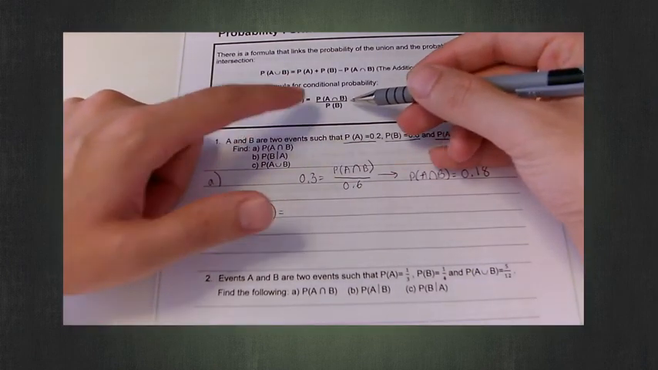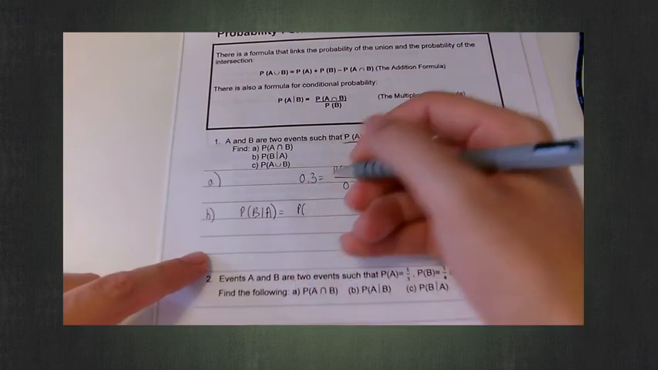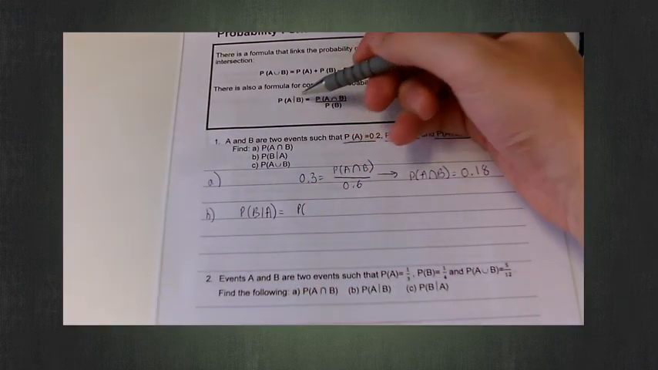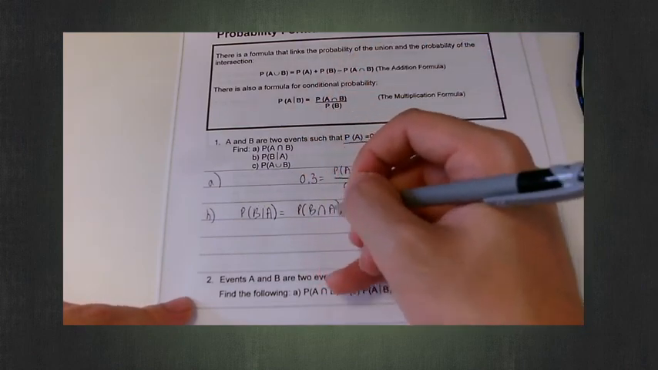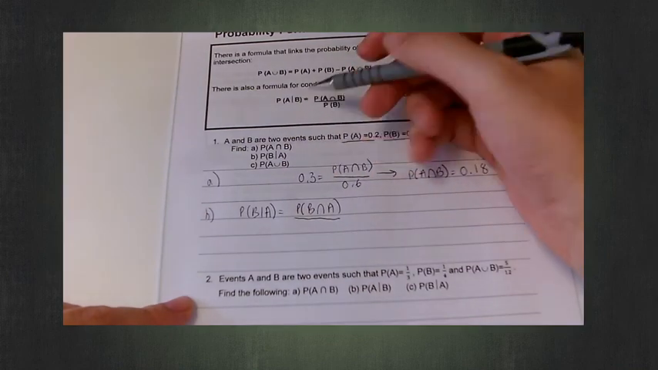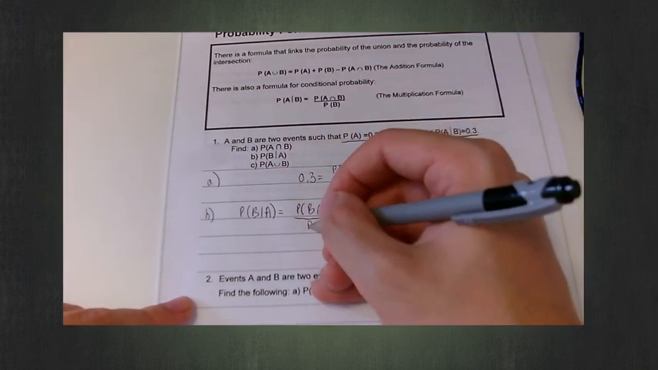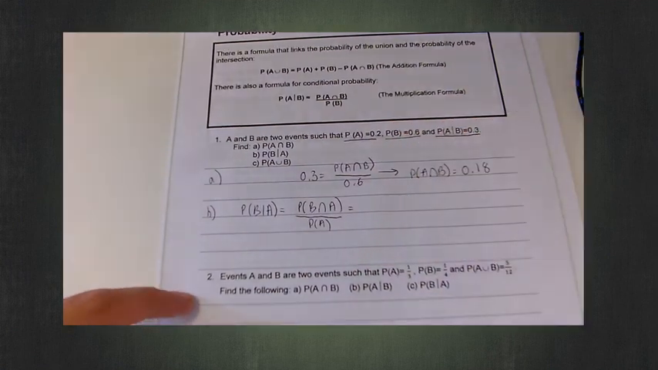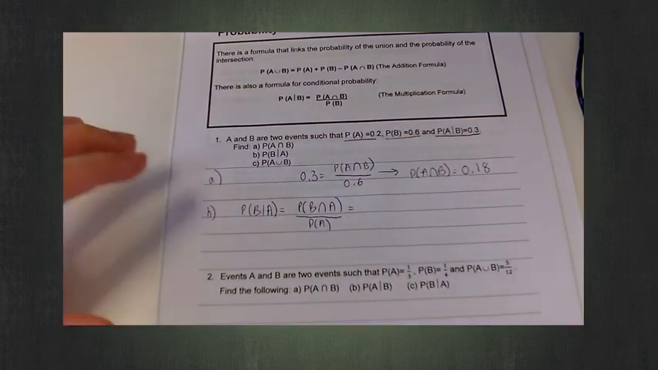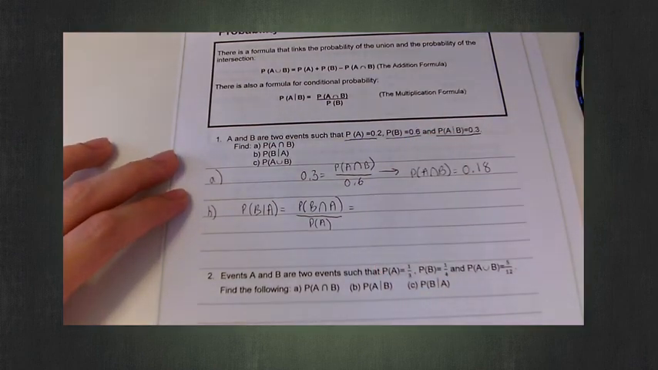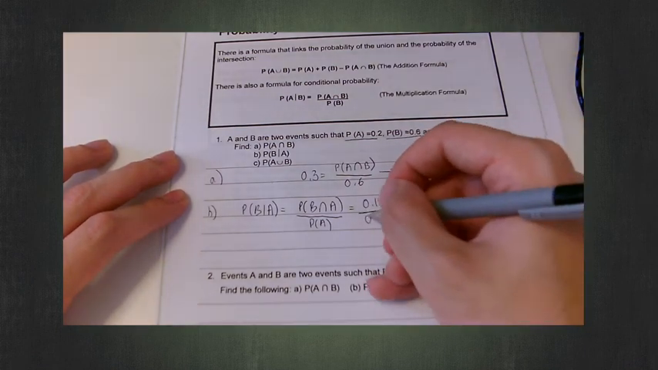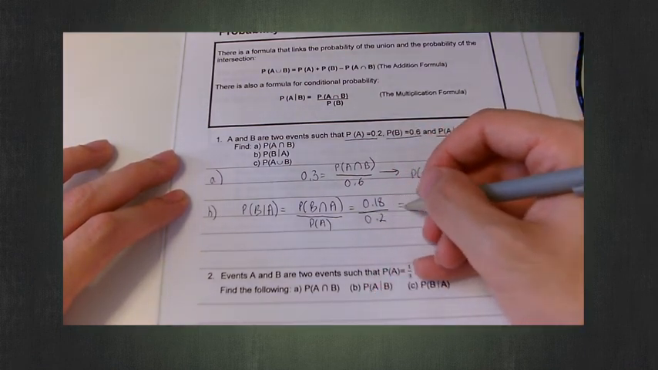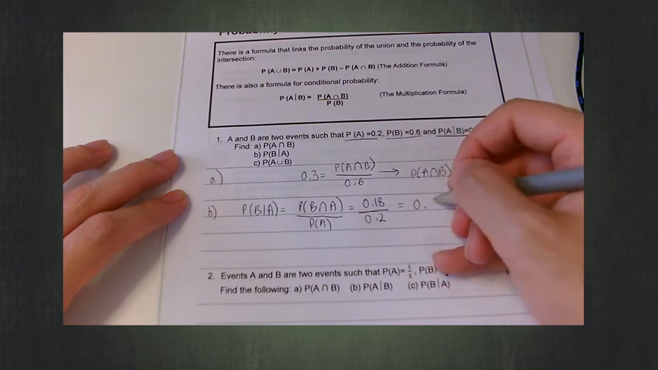Well, I can just edit this formula. If you notice, the A was there and the A was there, instead I'm going to have B and B. And B was there and B was there, I'm going to have A. So what's the probability of B and A? Well, we already know that. It's the same as probability A and B, so it's 0.18 over the probability of A, which is 0.2. And when you do that in a calculator, you get 0.9.